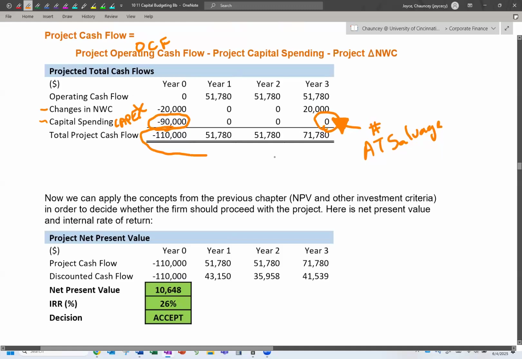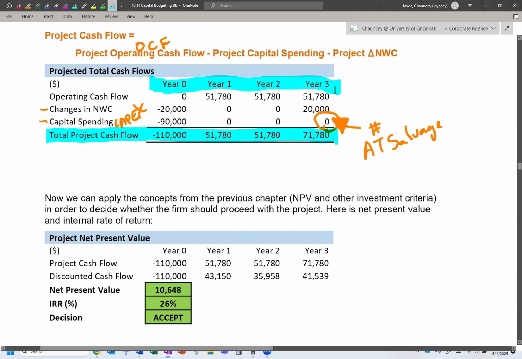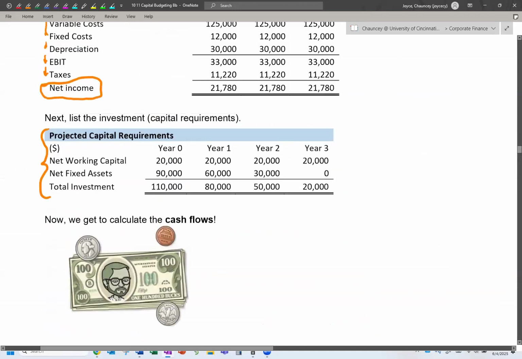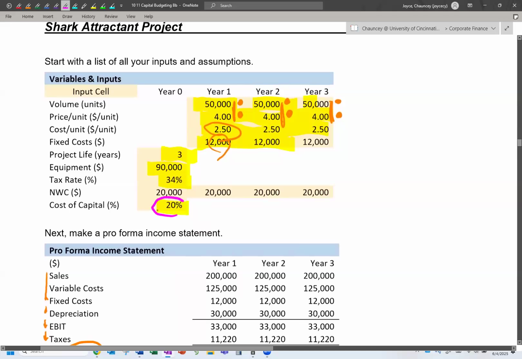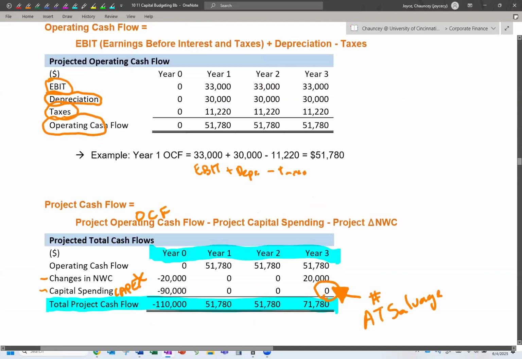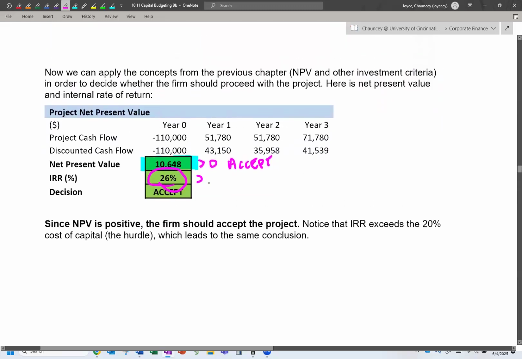Once you have your cash flows by year, the total project cash flows by year, we go back to what we learned in chapter 9, and that's just discounting the cash flows, calculating our net present value. Net present value here is greater than 0, so we should accept. We have an IRR. The IRR is 26%. Our cost of capital was 20%. That exceeds the hurdle. So that's greater than 20%, so we would accept. So ultimately, the decision is accept. Since NPV is positive, the firm should accept the project.